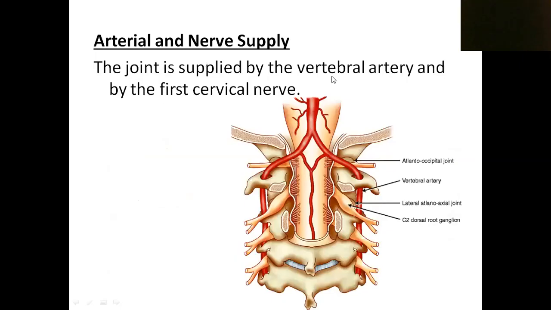Now, the arterial supply is by the vertebral artery, and the nerve supply is by the first cervical nerve. So what is the vertebral artery? Here we can see one artery, this is a vertebral artery. Towards the lower part of the pons, these two arteries join together to form the basilar artery. These are the two vertebral arteries. This vertebral artery supplies the atlanto-occipital joint. And here we can see the first cervical nerve, of the right and left side. That nerve supplies this joint.